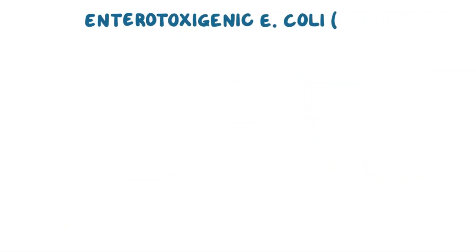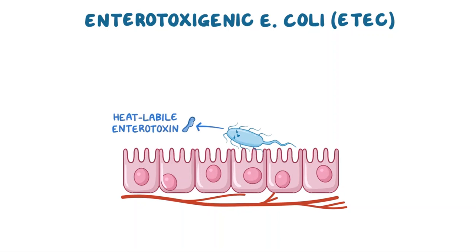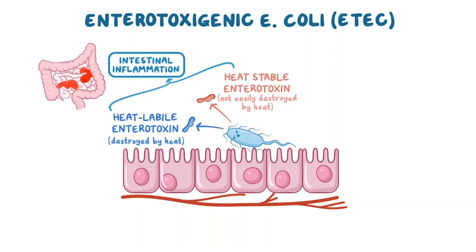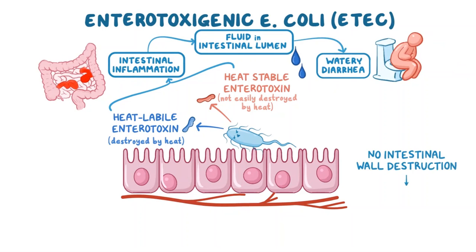Okay, next up, there's enterotoxigenic E. coli, or ETEC. After using its fimbriae to attach to the intestinal mucosa, it starts releasing two types of enterotoxins. Heat-labile enterotoxin, which is easily destroyed by heat, and heat-stable enterotoxin, which is not easily destroyed by heat. Both of these toxins cause intestinal inflammation, which leads to a lot of fluid being secreted in the intestinal lumen, causing watery diarrhea. But there's usually no intestinal wall destruction, and as a result, no bleeding.